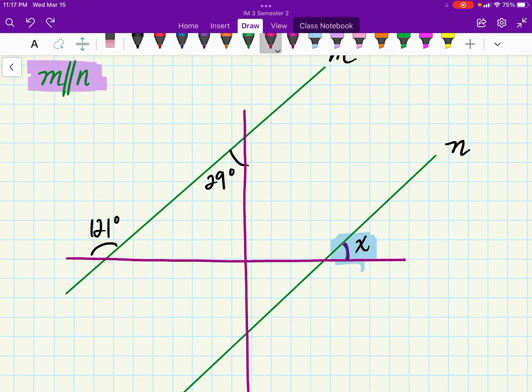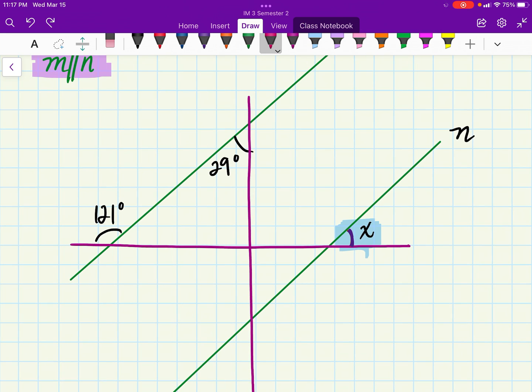So let's take a look at the image here. Our goal is to solve for x. X is here, so we want to play around with some things to see what we could do with the x. Let's say I want to find this angle here. If I want to find this angle, I really can't use the 29 to solve for that. I need to use the 121 to solve for it.